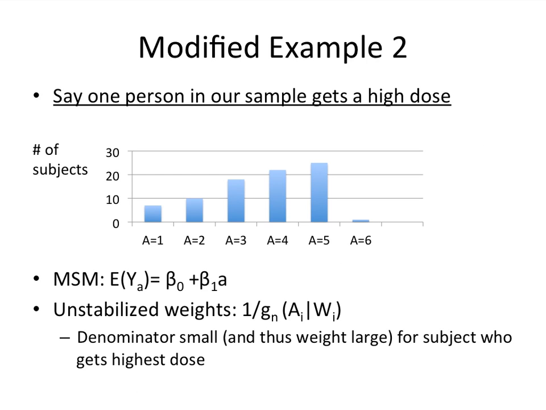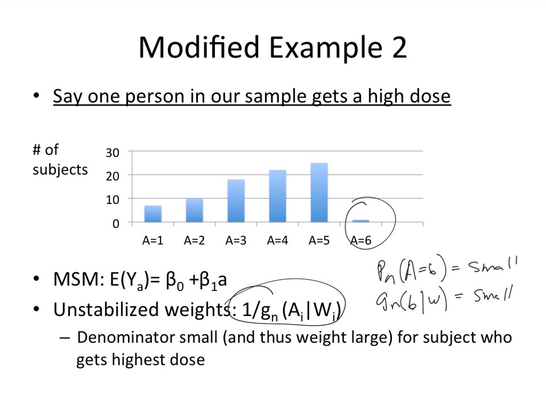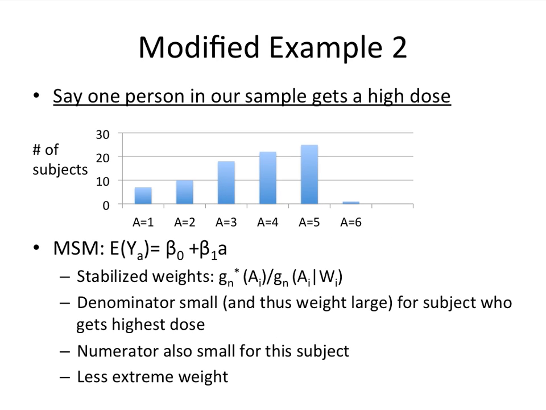And this just shows you, if I just have one person with A equal to 6, well then P in A equals 6 is going to be small. Obviously, G in 6 given W is also going to be small. So I take the ratio, and it won't be so small. That's all there is to it. Well, this weight, of course, could be tiny, but when I stabilize it, it's not bad. And that's what you see right here.